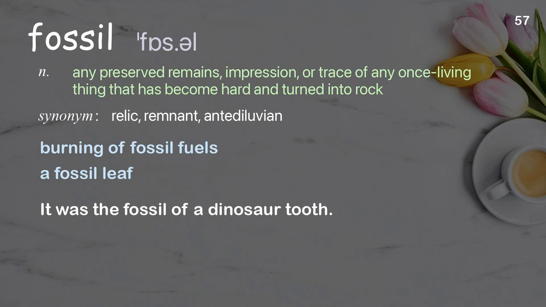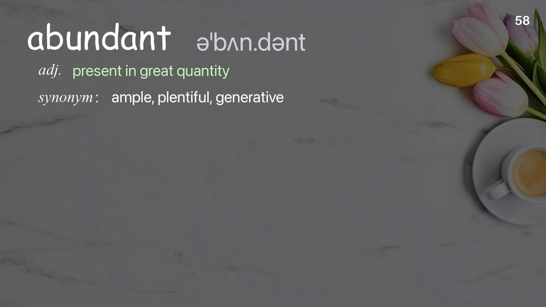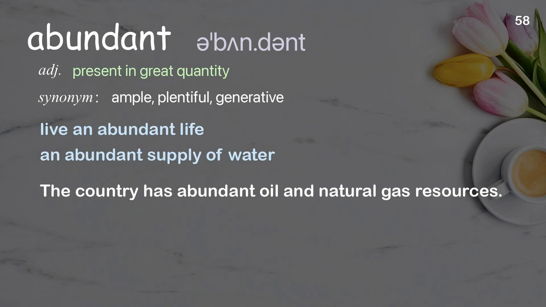Abundant. Present in great quantity. Examples: live an abundant life, an abundant supply of water. The country has abundant oil and natural gas resources.